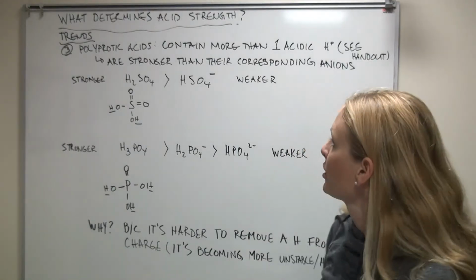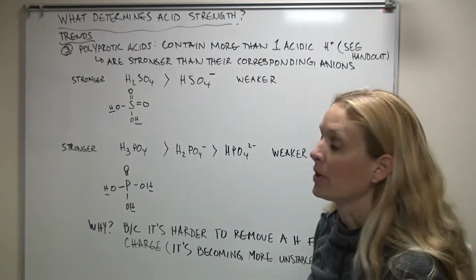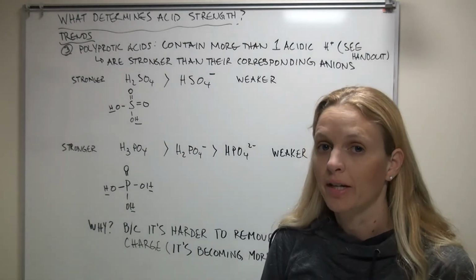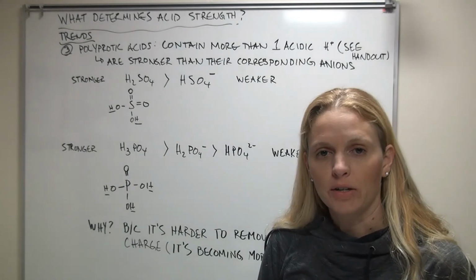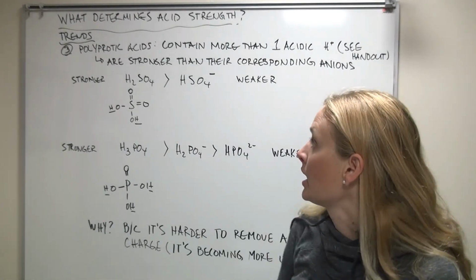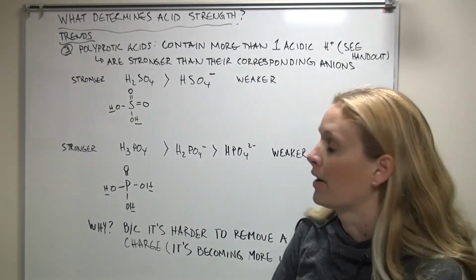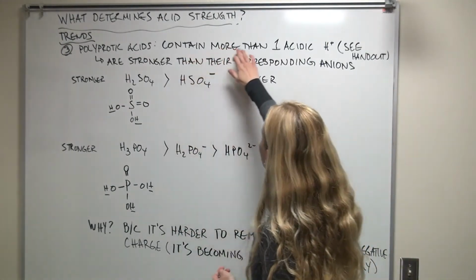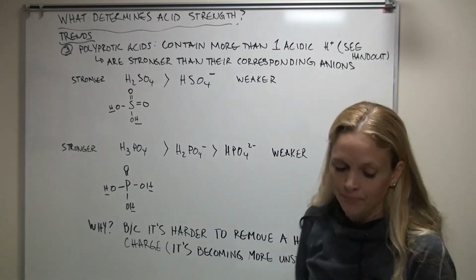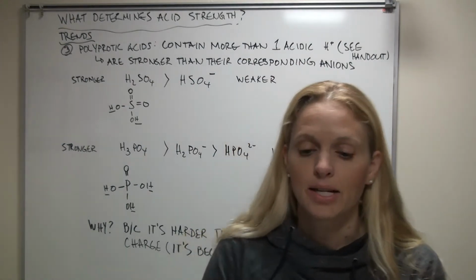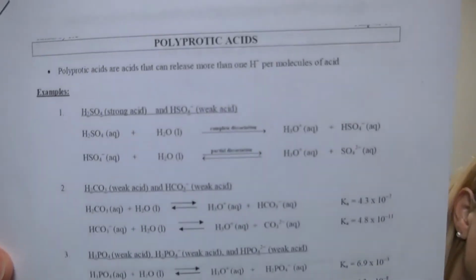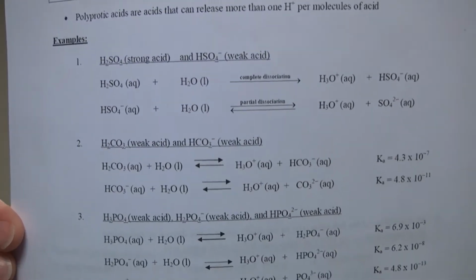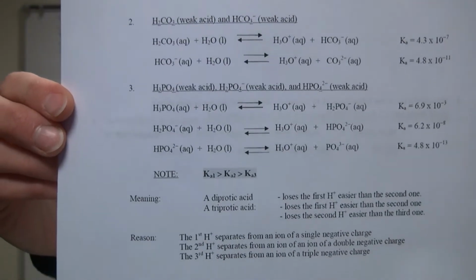Now we're going to talk about the third trend that we can use to help predict strength of acid. The first one was binary, the second is oxyacid, and the third is a type of other acid called polyprotic acids. These are acids that contain more than one acidic proton. We're going to take a look at a handout I gave you in class that looks something like this. If you pull that out and follow along with that, we're going to go over that here shortly.